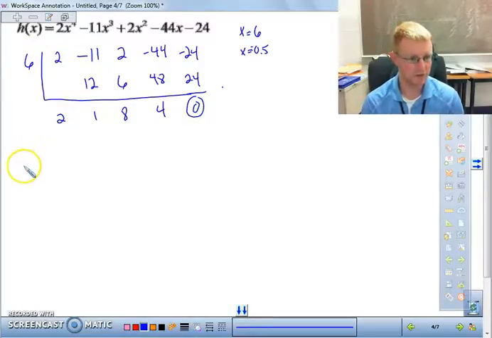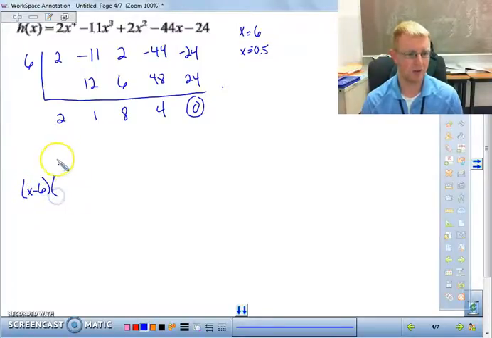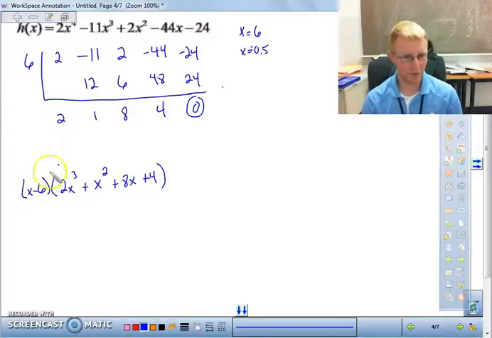We have now technically factored our function to be x minus 6, and then what's left over here is we have 2x to the third. Notice we have to go down by a power. We went from fourth power down to third power, plus 1x squared plus 8x plus 4. So that's what we are left with.